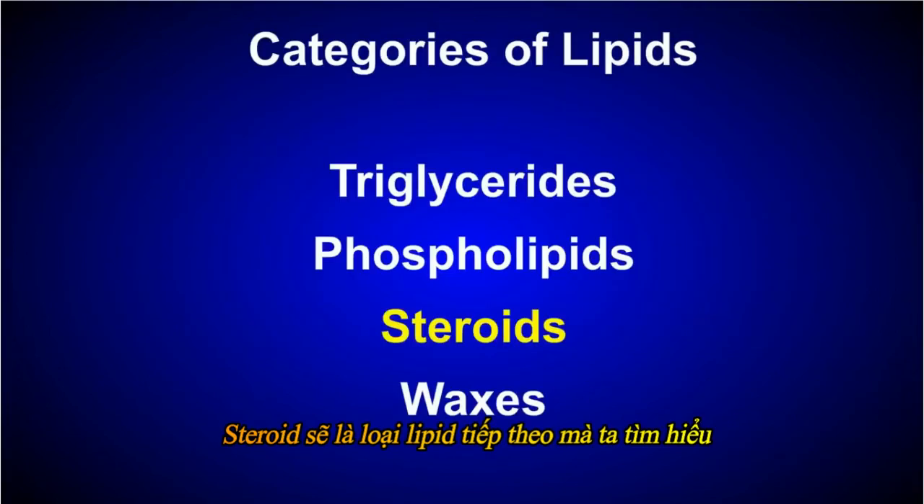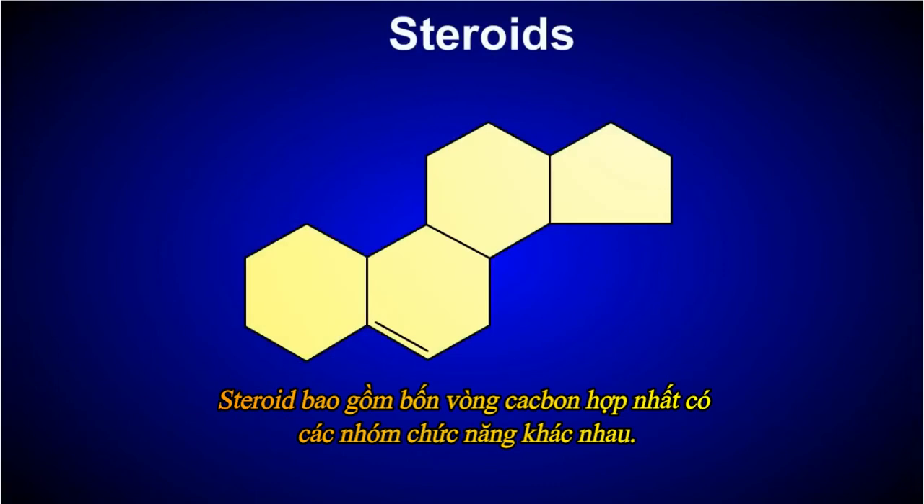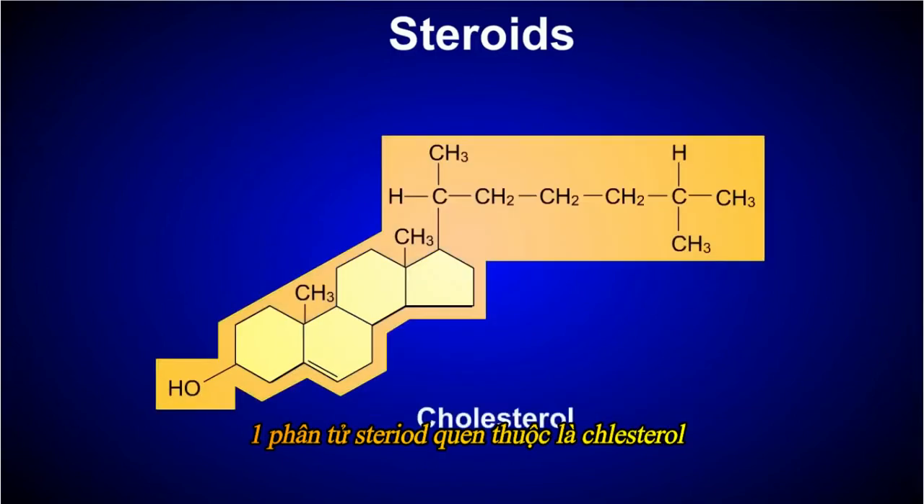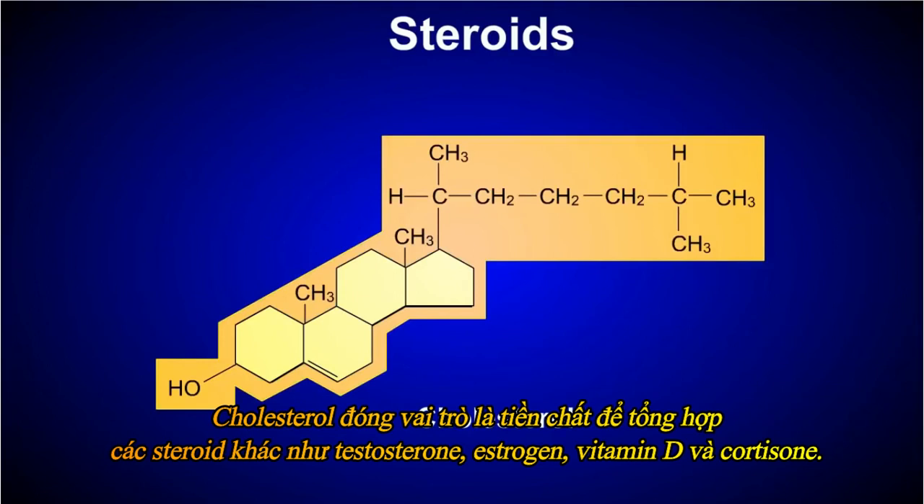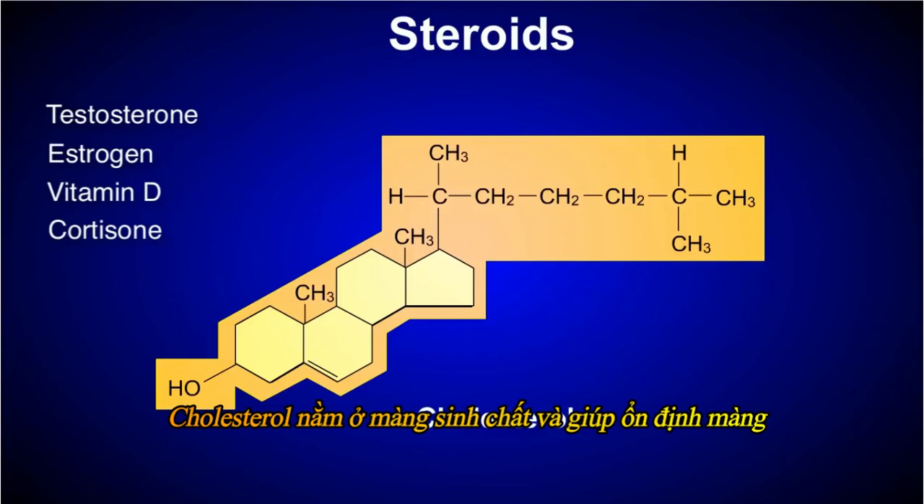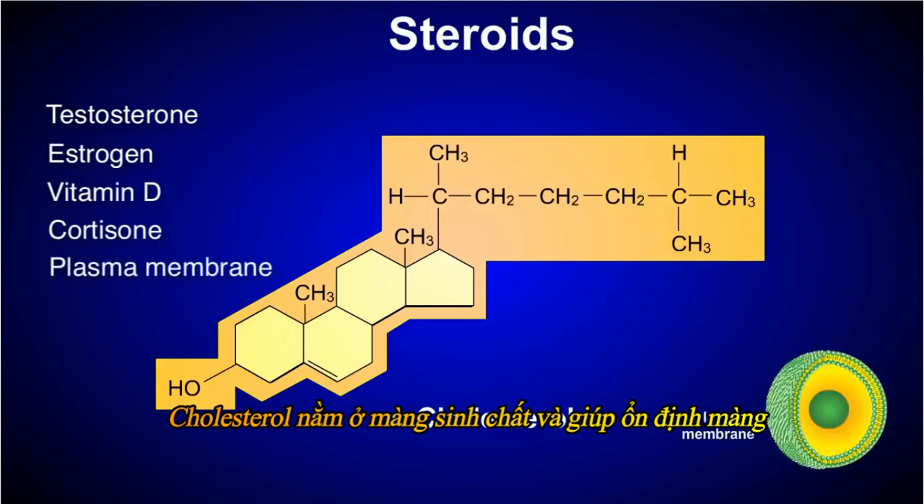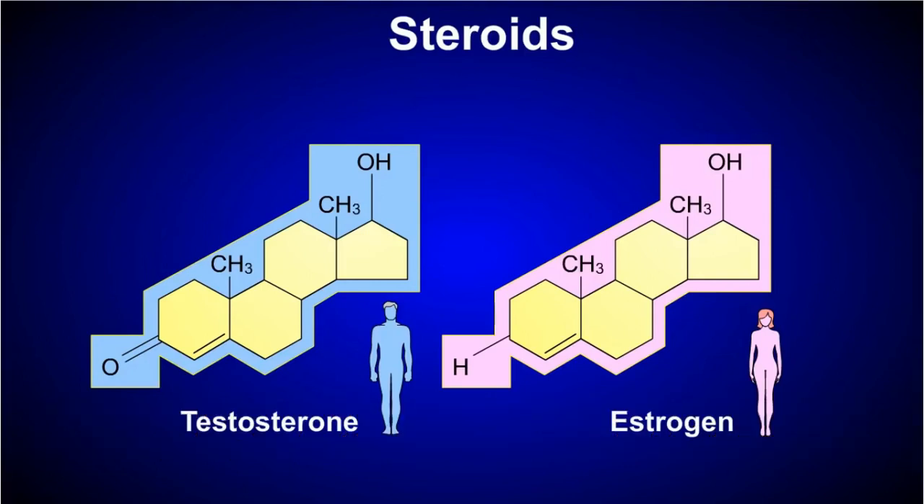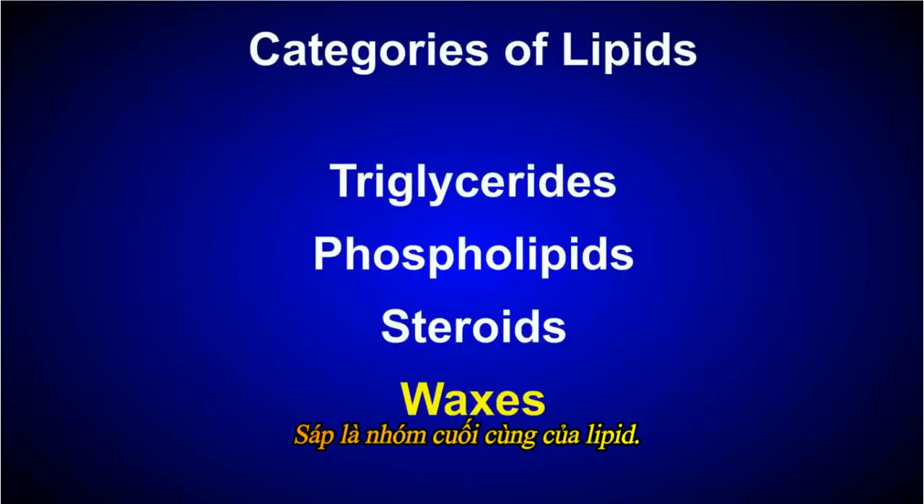Steroids are the next category of lipids. Steroids are composed of 4 fused rings of carbon to which different functional groups are attached. One well-known steroid molecule is cholesterol. Cholesterol serves as a precursor for the synthesis of other steroids such as testosterone, estrogen, vitamin D, and cortisone. Cholesterol is present in plasma membranes where it stabilizes the membrane. The hormones testosterone and estrogen have small differences in their functional groups, but large differences in their effects on an organism. Waxes are the final group of lipids.